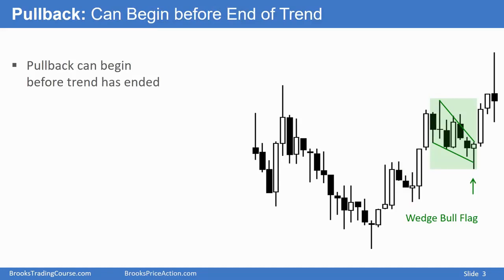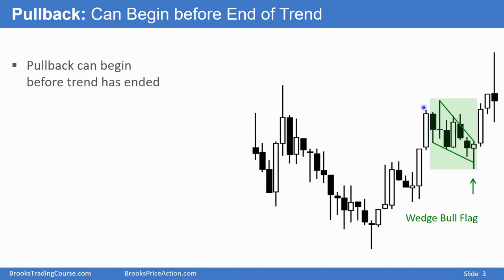Small wedge, a bear bar, a doji, a bear bar, a bull bar. First leg is here, second leg here, and then the third leg ended with this bull reversal bar. This is actually the start of the pullback, even though the bull trend continued higher on this bar. And that's very common, that pullbacks begin before the trend ends.